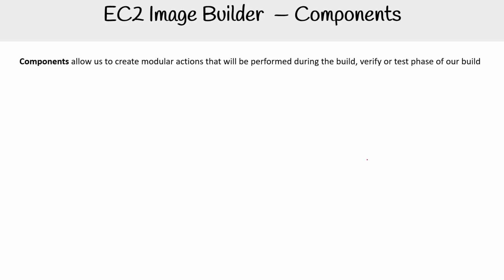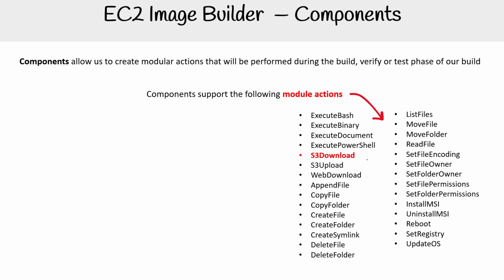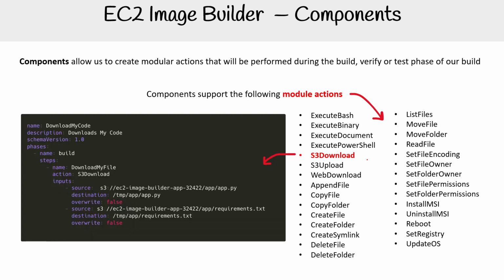Let's talk about components. So components allow us to create modular actions that will be performed during the build and verify or test or the test phase of our build. And so here are all the module actions that you have. I have a sneaking suspicion these are the exact same ones that SSM run command allows you to use, and this might be the exact same syntax as SSM run command. So I didn't check, but I just kind of remember doing that.